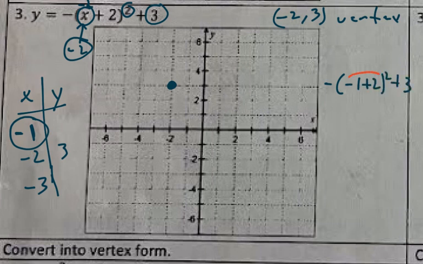Now, -1 plus 2 is 1, squared is 1. There's this negative in front, so I get -1 plus 3, which is a 2. Now, by symmetry, this also is going to be a 2. So then I can just go -1, 2, -3, 2. It's going to curve downward this way, and there's your graph.